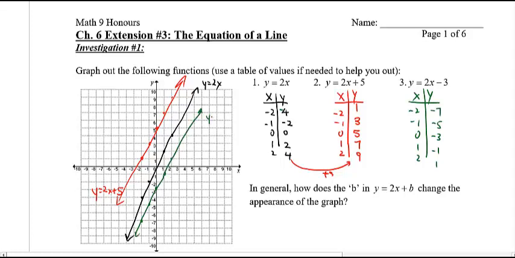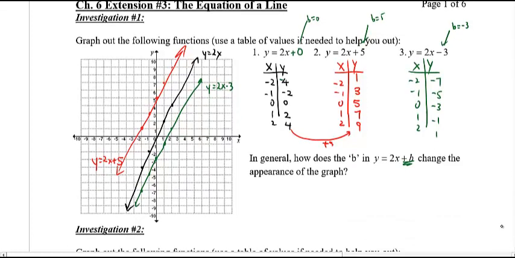Okay, I hope you can realize that all of these lines are parallel. Interesting, eh? And so the question is, how does that b value actually change the appearance of the graph? By the way, if you think about the b value in number 1, the b value here is 0. In number 2, the b value here is 5. And in number 3, the b value here is negative 3. So if you think about what happens, hopefully you can visualize that the graph actually shifted. It shifted vertically.